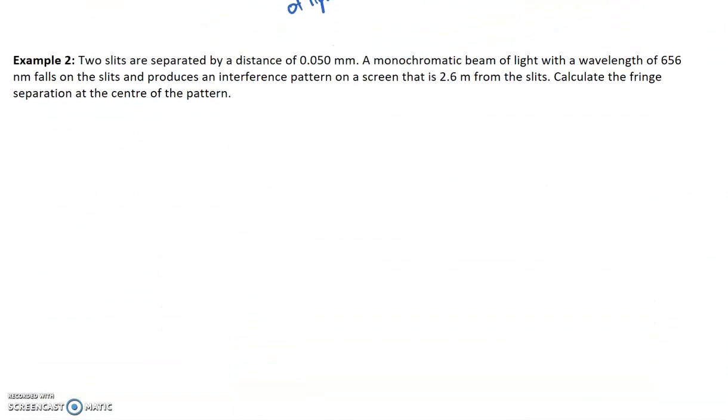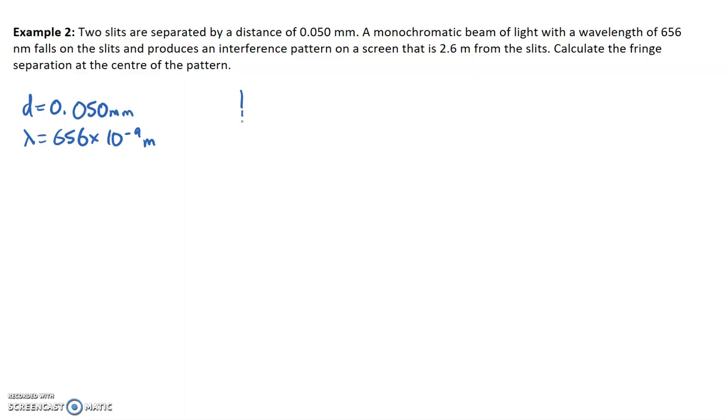The second example says this. Two slits are separated by a distance of 0.050 millimeters. So d is 0.050 millimeters. A monochromatic beam of light with a wavelength of 656 nanometers, so 656 times 10 to the negative 9 meters, falls on the slits and produces an interference pattern on a screen that is 2.6 meters from the slits.